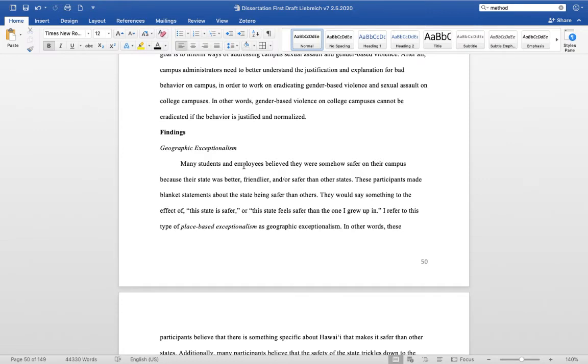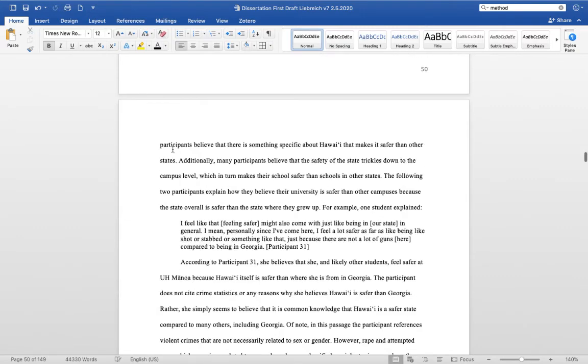And then you get to the meat and potatoes of your final paper, which is the findings section, right? I always think, and I've been trained by other faculty members to always try and include 3 different subsections in your findings section. So here in my findings section, my first subsection is geographic exceptionalism.